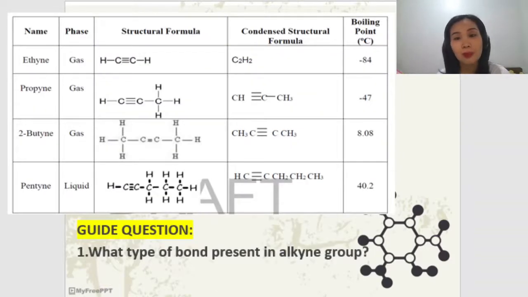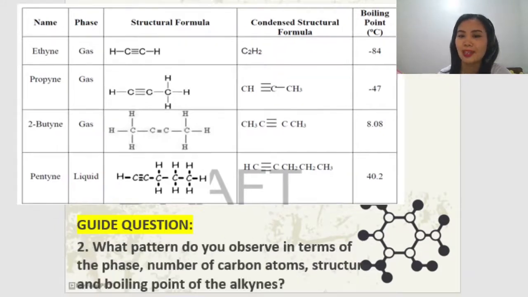Okay, guide question number one: what type of bond is present in the alkyne group? Next, what pattern do you observe in terms of the phase, number of carbon atoms, structure, and even the boiling point of the alkynes?